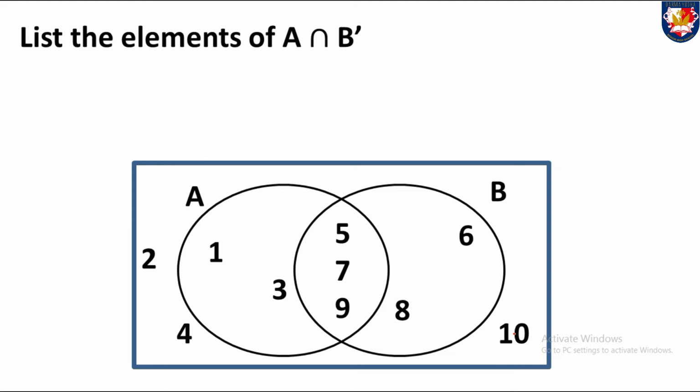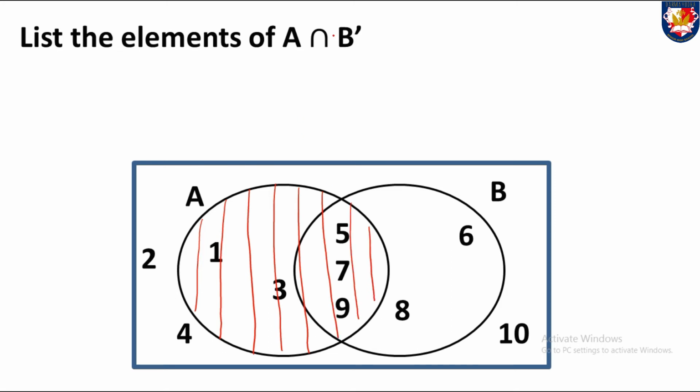So we need to shade the area of A. So we shade all the region or the area of set A, which is all the area or the region inside this circle. We shade it very carefully.